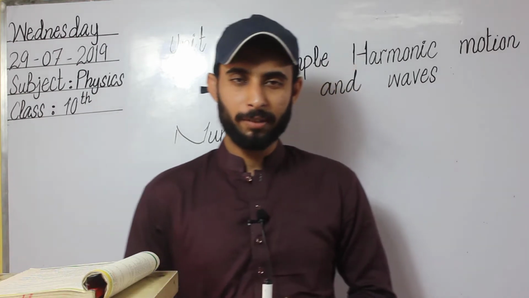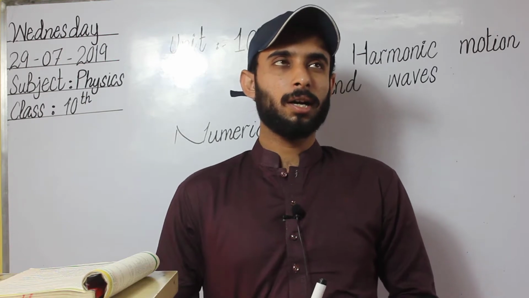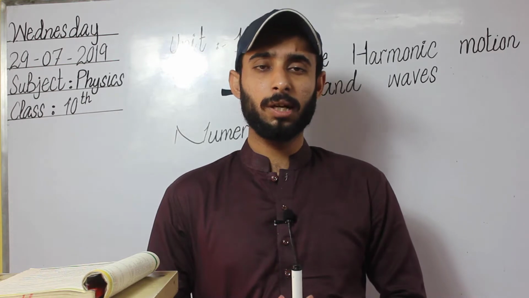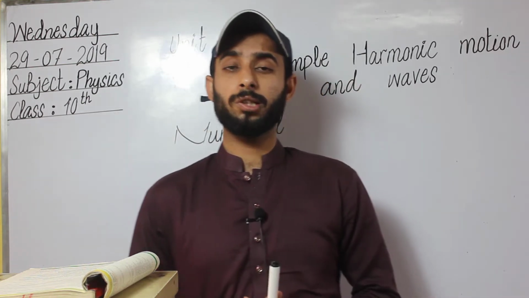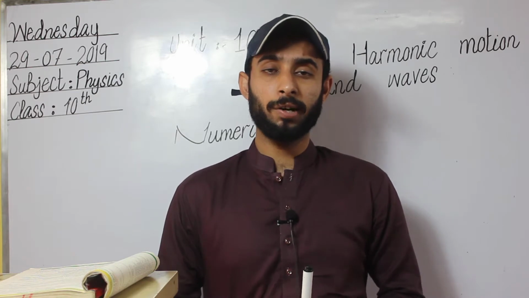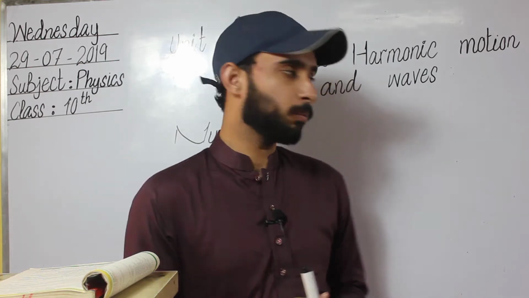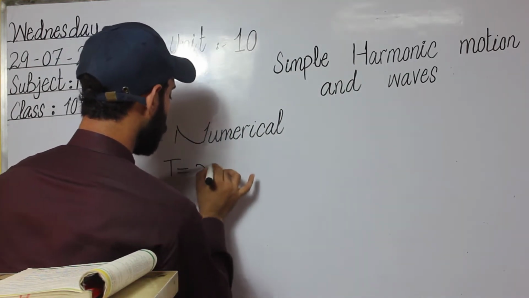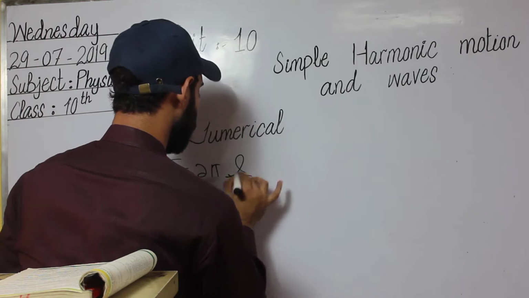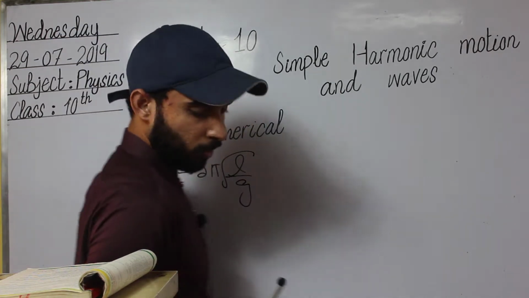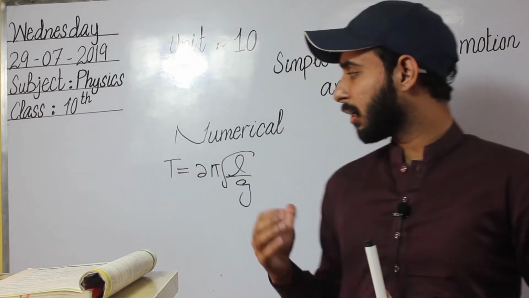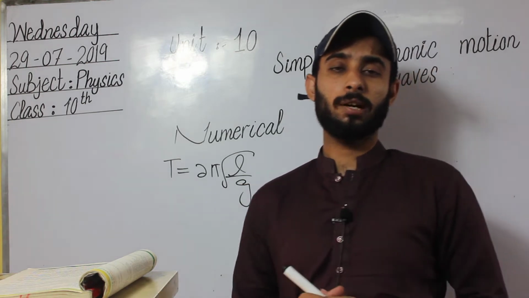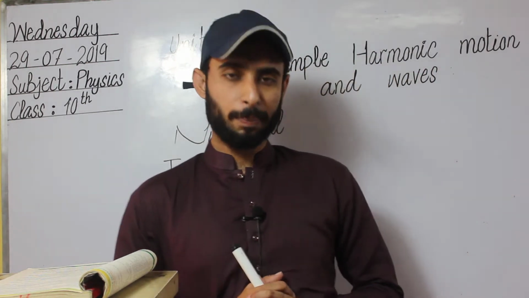Student, in our previous lecture on simple harmonic motion, we studied some examples of simple harmonic motion. When we discussed the motion of a simple pendulum, we found the time period of a simple pendulum. We studied one formula, T equals 2 pi root L over G. That was the formula to find the time period of a simple pendulum. Now, through this formula, we are going to solve the first two numericals of chapter number 10.